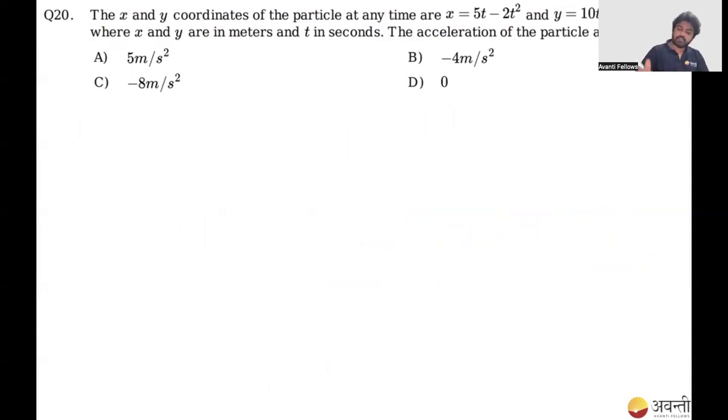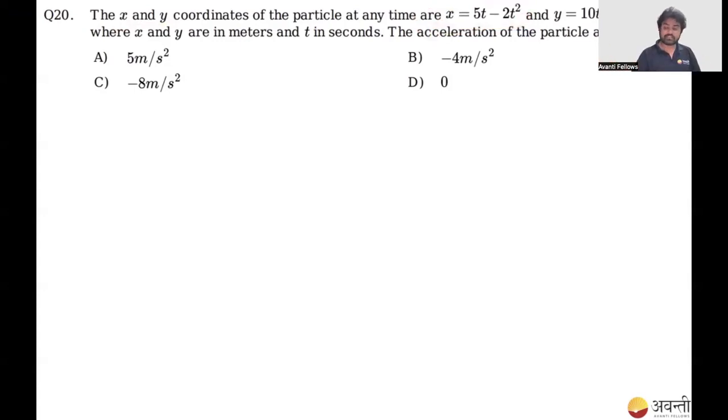Okay. So what the question is trying to ask is that the x and y coordinates of the particle at any time are this and this. A particle is moving in the xy plane, and in the x direction, it is moving by this equation, meaning how much distance it is covering in how much time is given by this equation in the x direction.